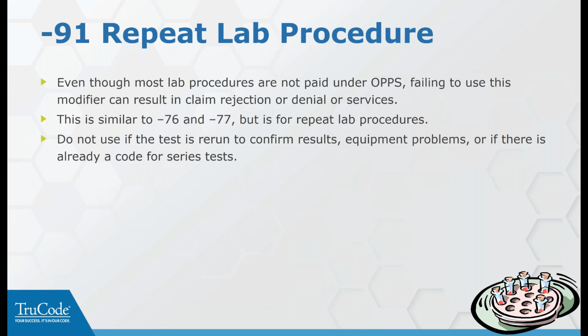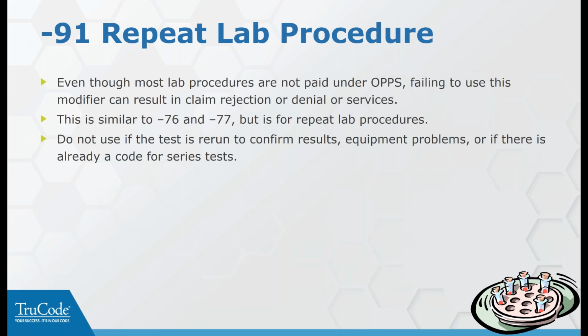This is a repeat, kind of like the 76 and 77, but this is for repeat lab procedures. This is where they have the same lab procedure done multiple times during the same day, for example. Let's say the patient had a low potassium, we gave them some medication, and then wanted the lab test run again later that day to see if the medication worked. That would be an example of where modifier 91 would be used on the second procedure to show that it's not a duplicate bill. It actually was a separate procedure done later that day.